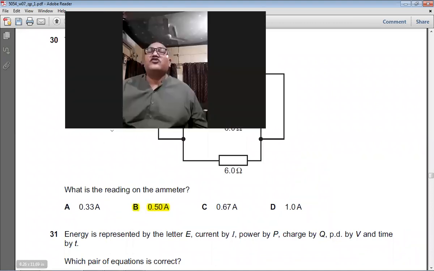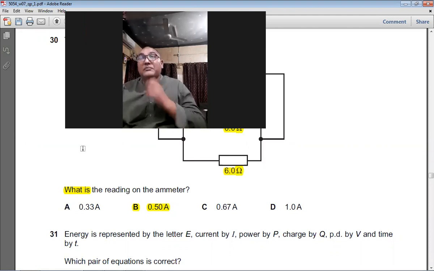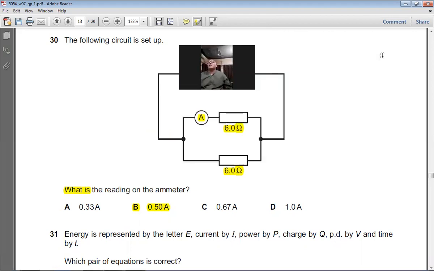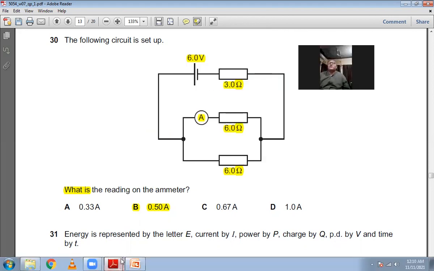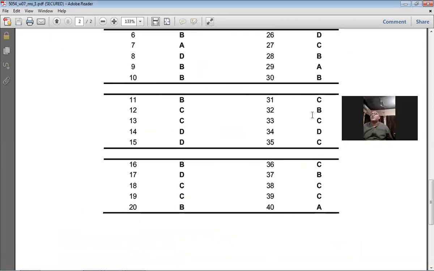So I think for question number 30, B is the right choice. So B is the answer. So question number 30, B is the right option.